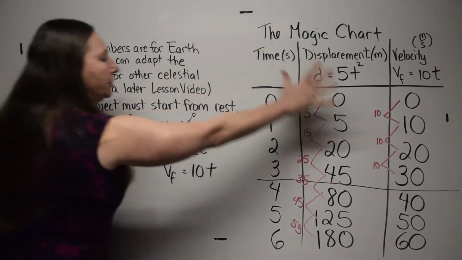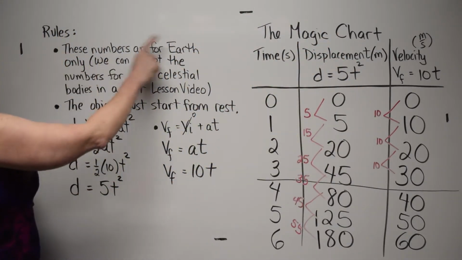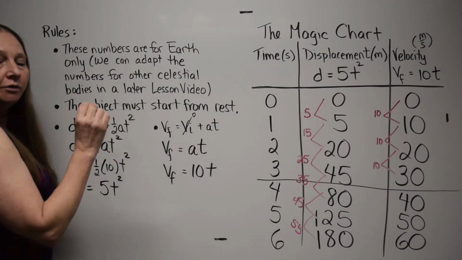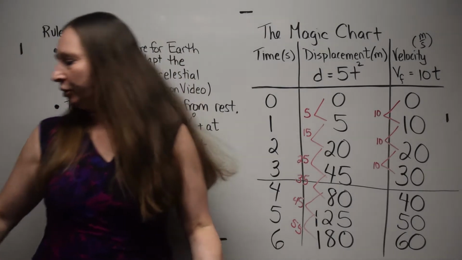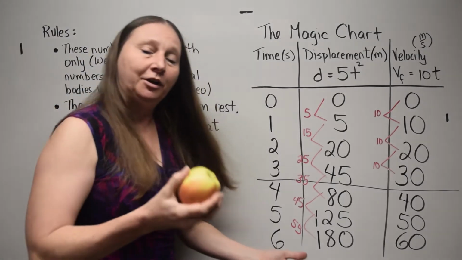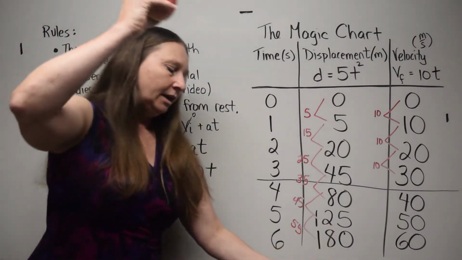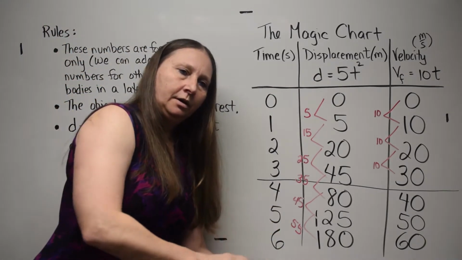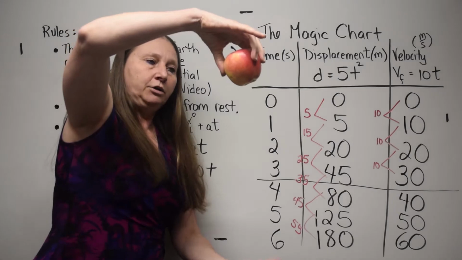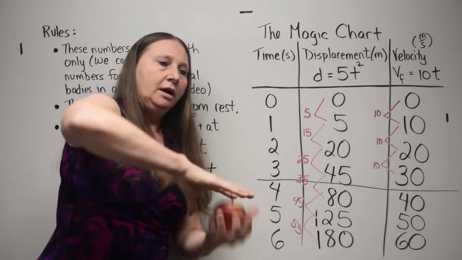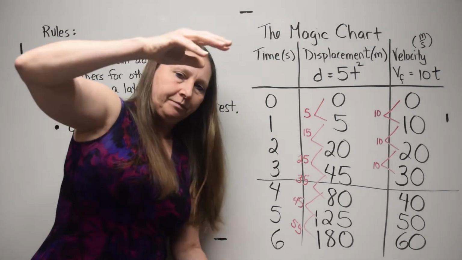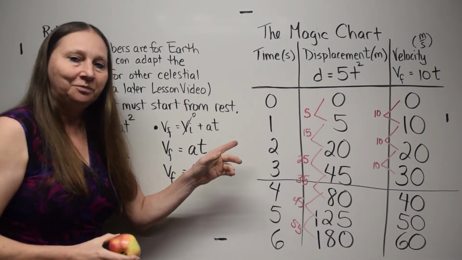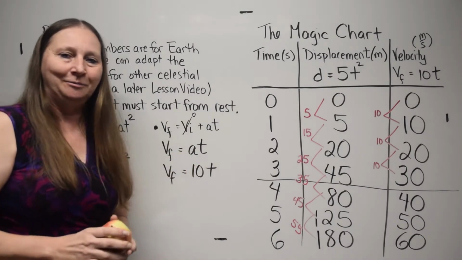Remember, these numbers that you've memorized are only for Earth and for an object that starts from rest. I don't want to hurt my apple here because I'm still going to eat this apple later, but if you take an object and throw it down, wham, right? If I just allow it to go from rest, I just let it go. But if I throw it down, wham, then it's not starting from rest. So keep that in mind.